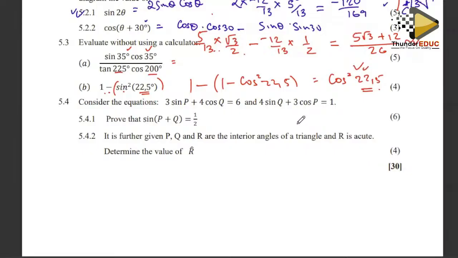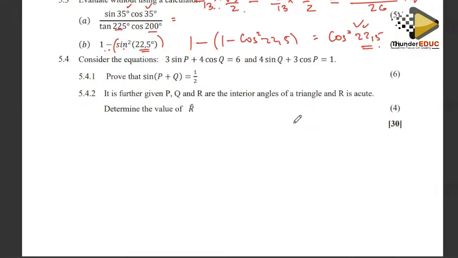All right, 5.4, we have 3 sine p plus 4 cos q is equal to 6, and 4 sine q plus 3 cos p is equal to 1. Can we prove that the sine of p plus q is a half? 6 marks.